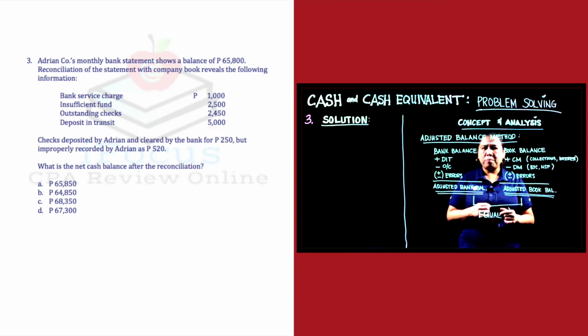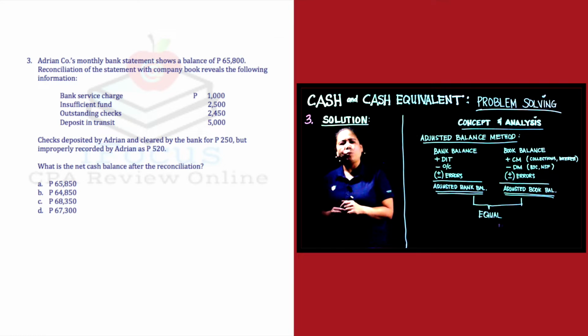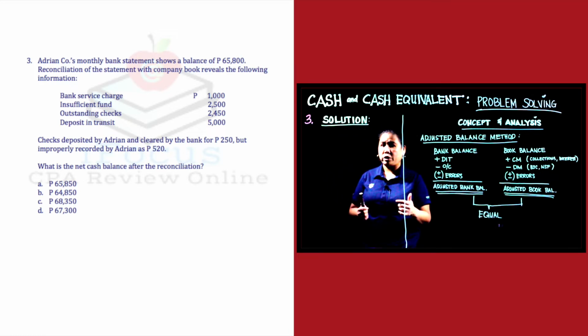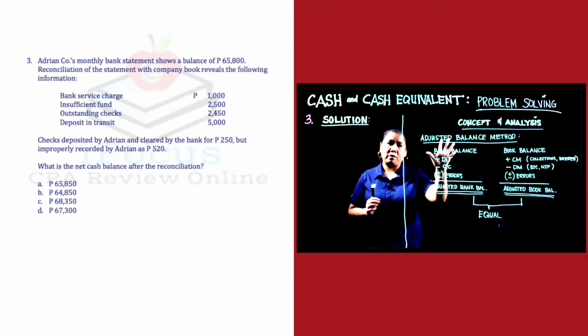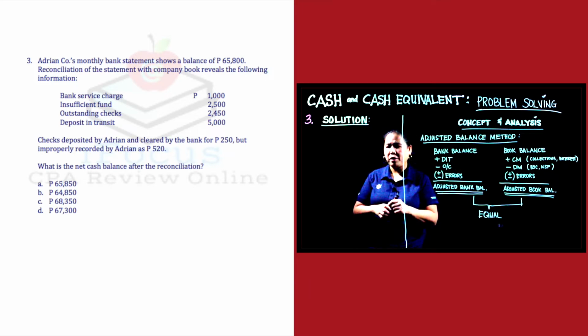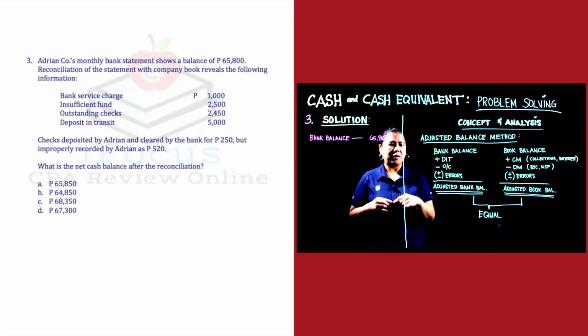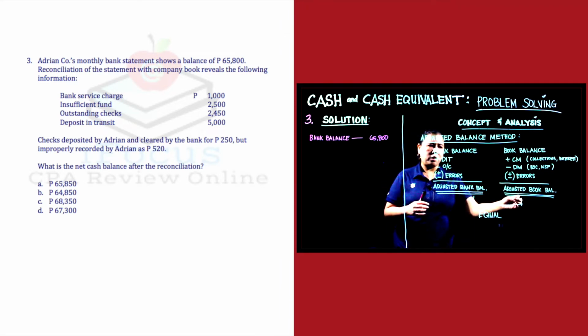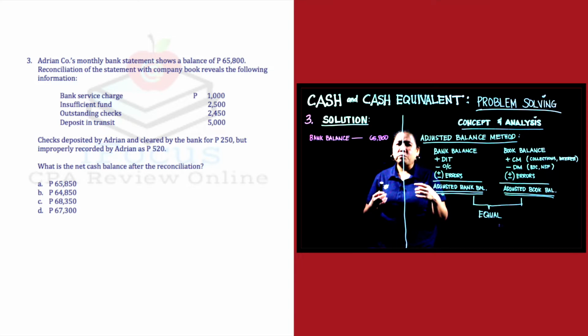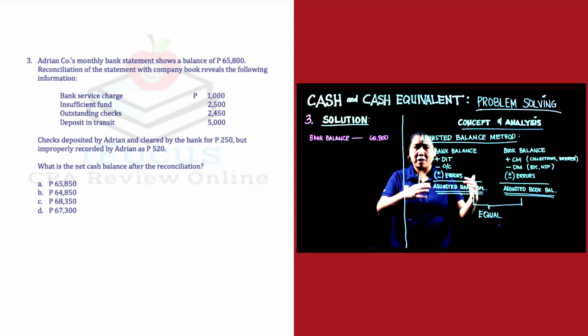Alright? Now, balik tayo sa ating problem. The requirement is what is the net cash balance after the reconciliation? Adrian's monthly bank statement shows a balance of 65,800. So, itong amount na 65,800 nanggaling sa bank statement. So, ang ibig sabihin, this is our bank balance. Alright? So, ang tinatanong ng problem ay net cash balance. Pwede natin kunin yan sa bank balance or pwede natin kunin yan sa adjusted book balance. The problem gives us the bank balance. Ito po ang gagamitin natin.